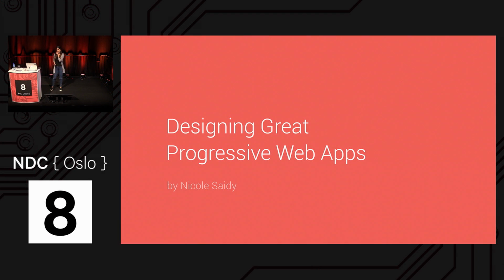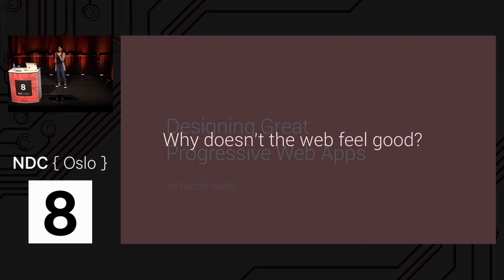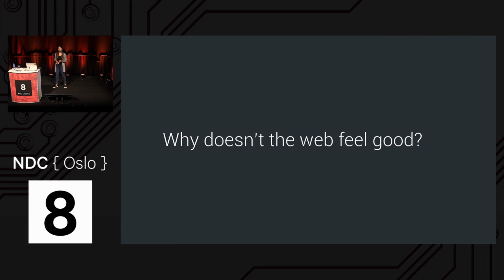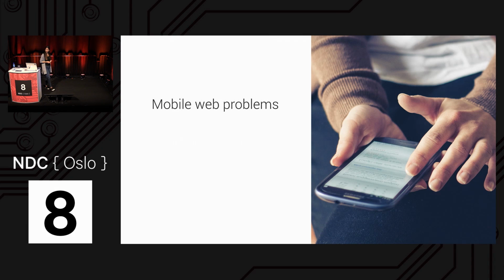So I want to start by asking you a question. Why doesn't the web feel good? Have you noticed that when you're scrolling throughout a mobile website, the experience is not as perfect as a native app? So there are lots of mobile web problems that are happening. The average load on a mobile website is around 19 seconds. That's a lot if you're scrolling on mobile web all day.